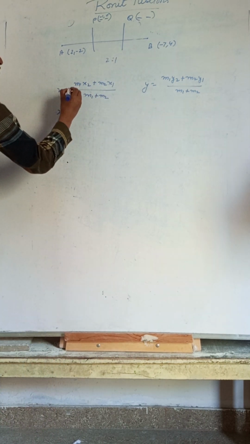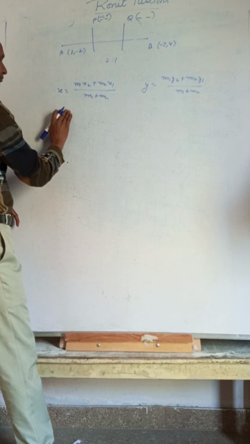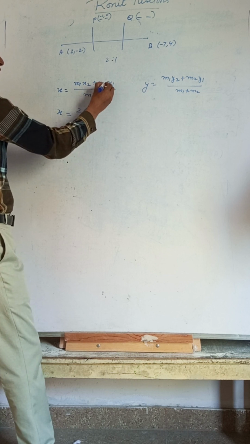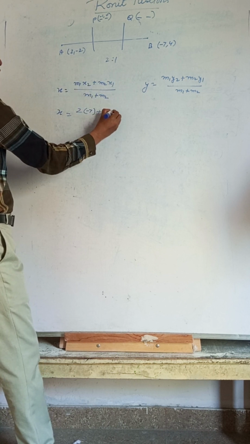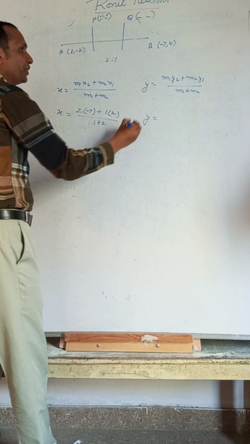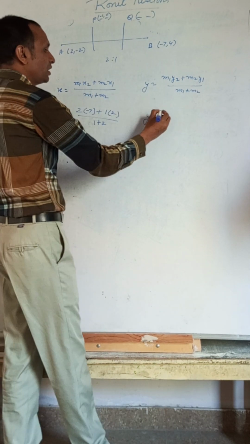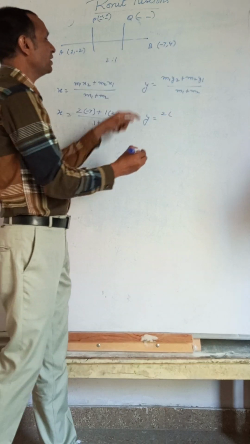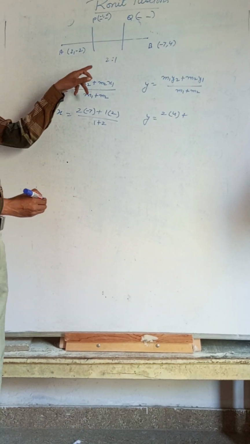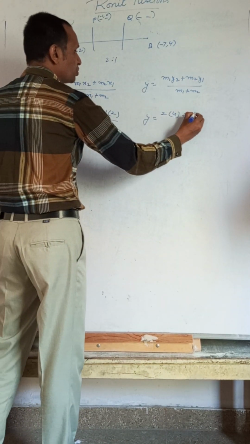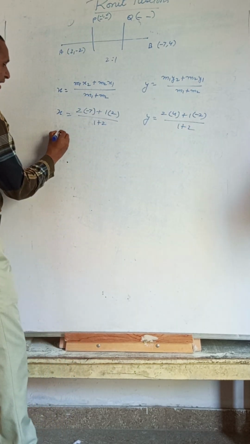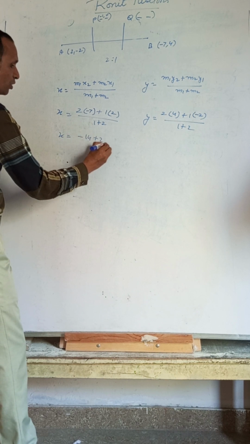Keeping that, x is equal to m1, where m1 is equal to 2, into x2. The x2 value is -7, plus m2, where m2 is equal to 1, into x1, 2, by 1 plus 2, which is 3. Same for y: m1 is 2 into y2, the y2 value is 4, plus m2, which is 1, into y1, the value is -2, by m1 plus m2, 1 plus 2. On this side x is equal to (-14 plus 2) by 3.